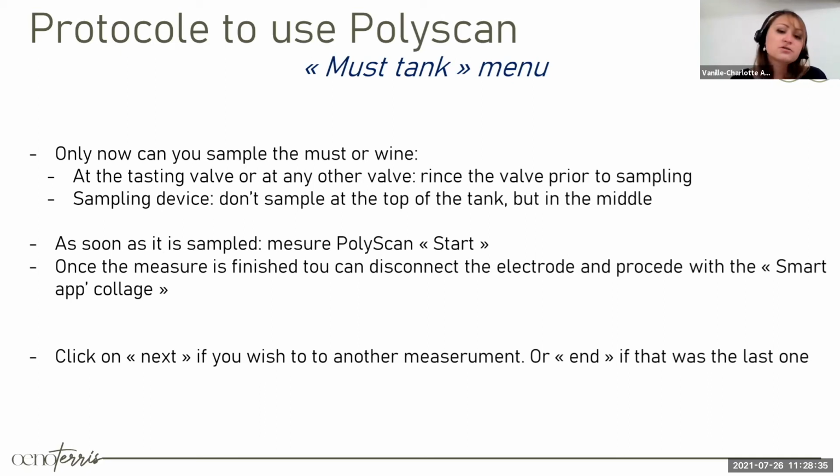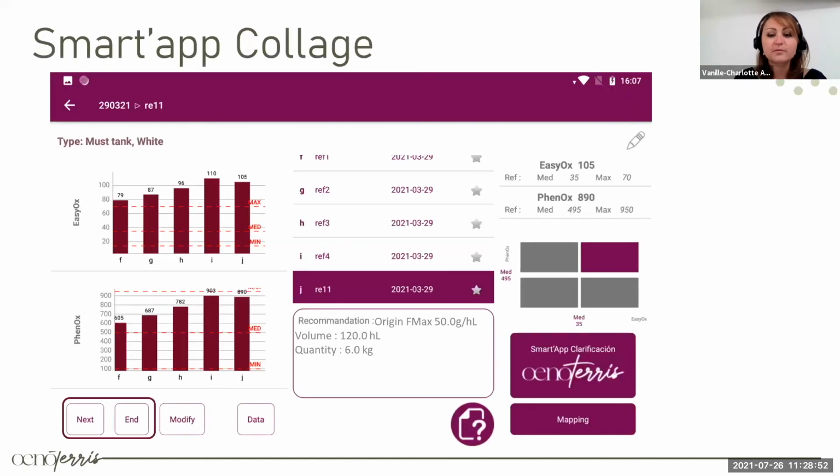As soon as you've sampled the must, press start on the PolyScan. Once the measure is finished, then you can disconnect the electrode and proceed with the SmartApp collage like I just showed you. You can click on next if you wish to do another measurement, or end if that was the last one. Like I said, next or end depending on whether that was the last one or not.